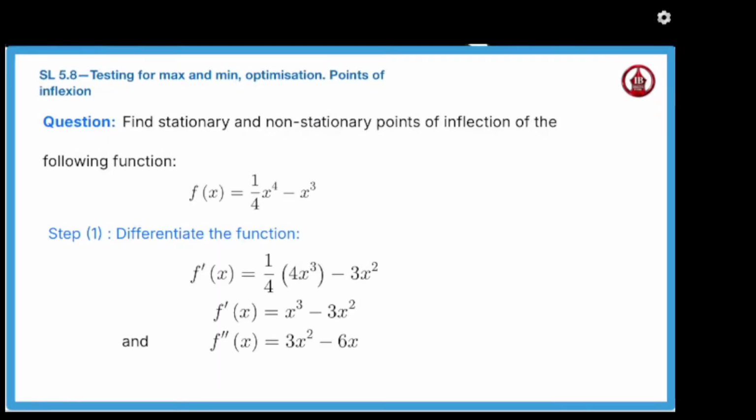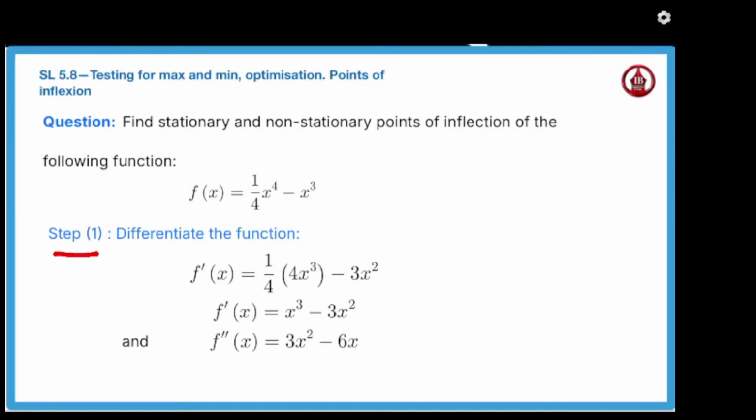I took a question and this is part of SL 5.8, testing for maximum and minimum, optimization, points of inflection. The question says find stationary and non-stationary points of inflection of the following function. I took this function because it includes stationary as well as non-stationary points of inflection. So this function is f of x is equal to 1 over 4 x to the power 4 minus x cube. Now, as I said, I will explain to you in 4 easy steps.